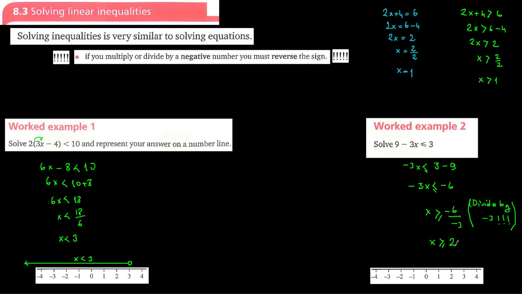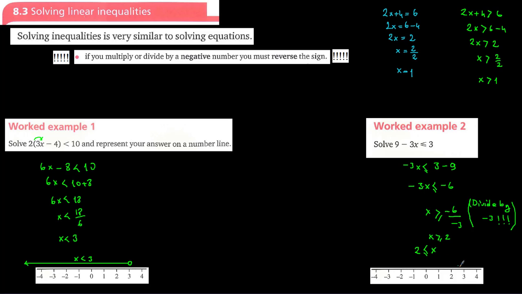So if x is greater or equal to 2, this can be written also, if I clean this part a bit up, x is greater or equal to 2. When I write like this, when the sign is in this form, the smaller number is written on the left, bigger number is written on the right.